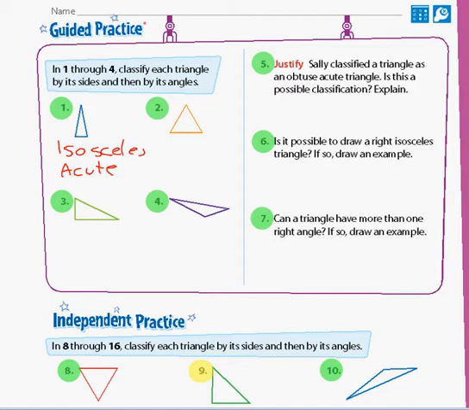Okay, my next one is an equilateral triangle. All sides are equal. Equilateral, and it's also an acute triangle. Triangle number 3. Okay, none of the sides are the same, so it's a scalene triangle.